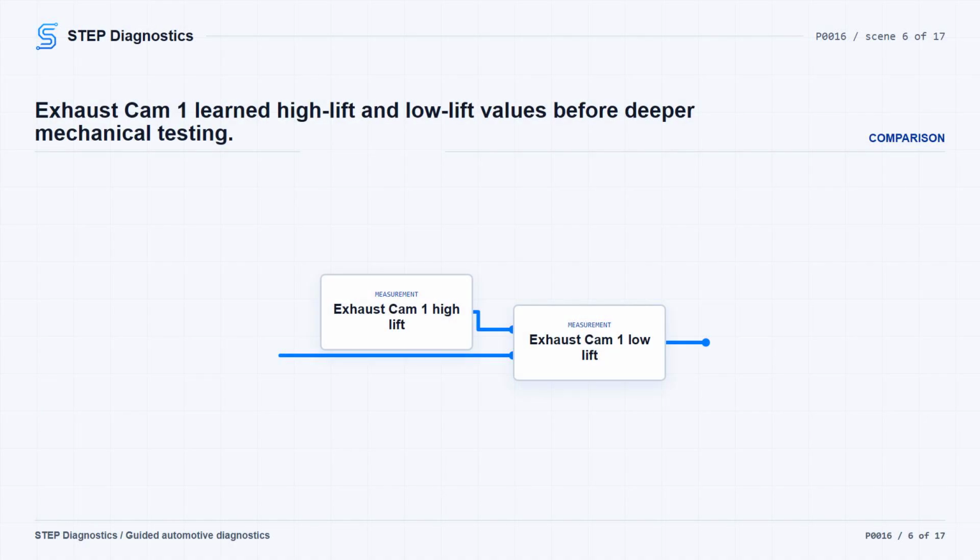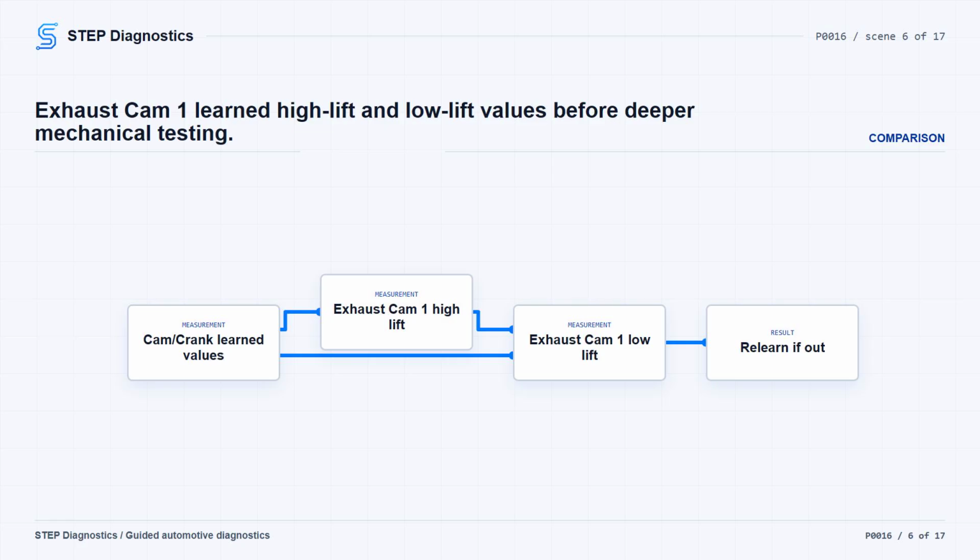Now read the cam/crank difference learned values on the scan tool. If those values are not displayed, move on to the oil and mechanical checks. If they are displayed, compare the exhaust cam 1 high lift and low lift learned values. They should be within 2 degrees of each other. If they are not within 2 degrees, perform the cam/crank relearn with the scan tool, retest for the code, and then verify the repair.